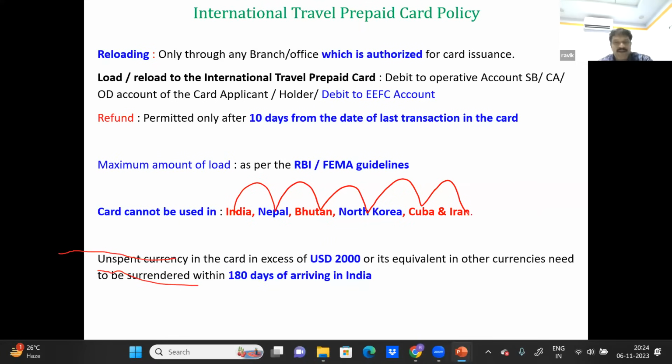So India is there. Nepal, Bhutan removed. North Korea is also not there. Cuba and Iran. Remember this. Okay. Then unspent currency. I told in Forex class also.